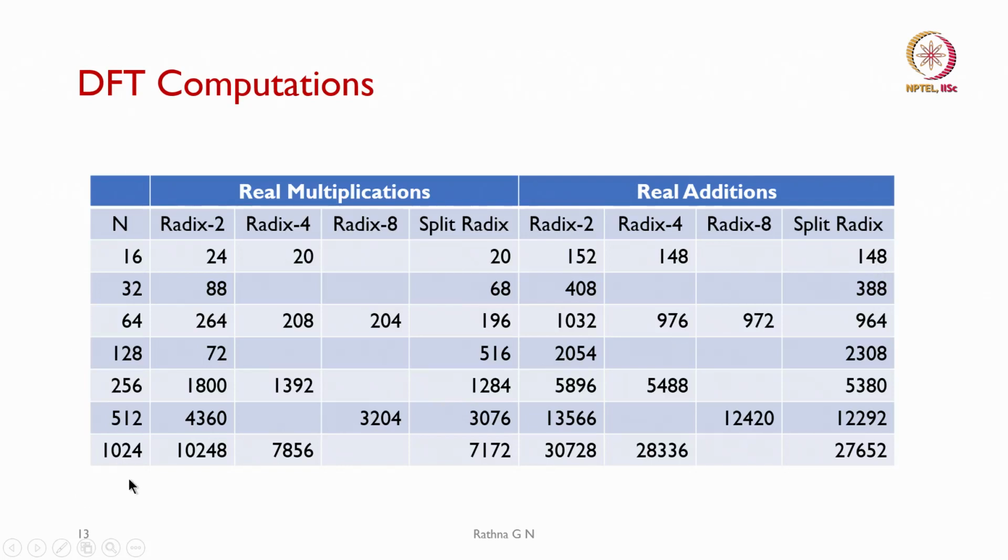Let us see the last one, 1024; the rest you can look at yourself. Radix 2 needs 10248 real multiplications and radix 4 needs 7856. You can see how much difference radix 4 makes compared to radix 2. We cannot implement this in radix 8, so nothing has been given, and with split radix you can still come down to 7172. For real additions, radix 2 takes 30728, radix 4 takes 28336, and split radix is still lesser.